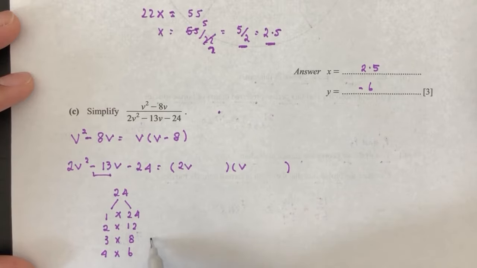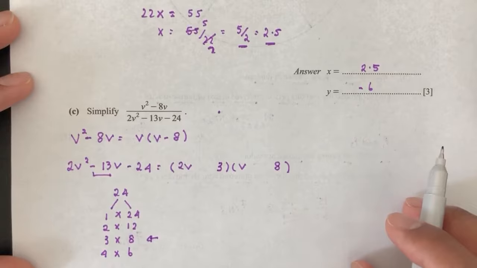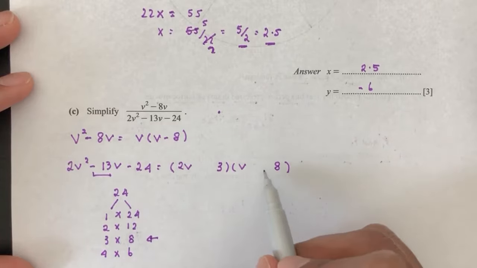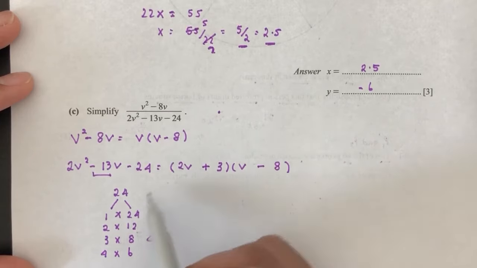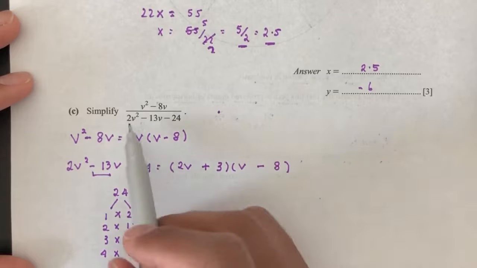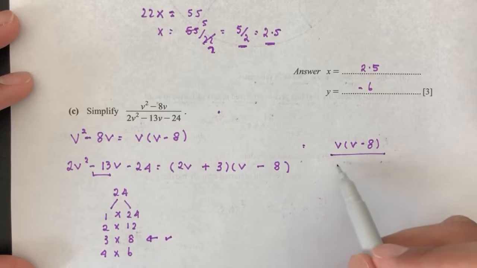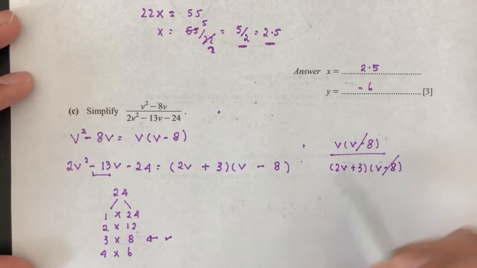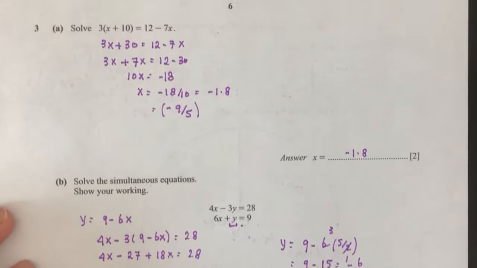So we can use this one and give a try. We put 8 here and put 3 here. So 2v times 8 will be 16, minus 16, and plus 3v will be minus 13. So that is good. Now replace back in the fraction. We have (v minus 8) over (2v plus 3)(v minus 8). So remaining will be v over 2v plus 3. That is your answer for part C, and that was question number 3.